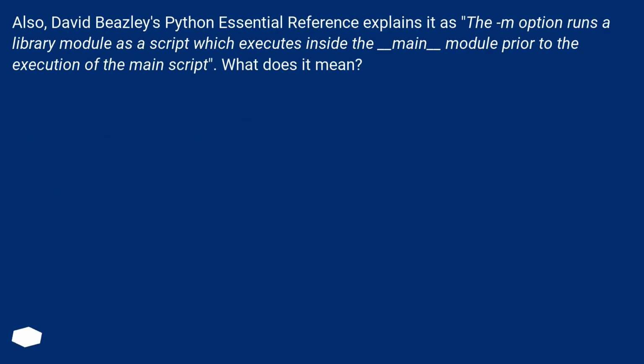Also, David Beazley's Python Essential Reference explains it as: the -m option runs a library module as a script which executes inside the __main__ module prior to the execution of the main script. What does it mean?